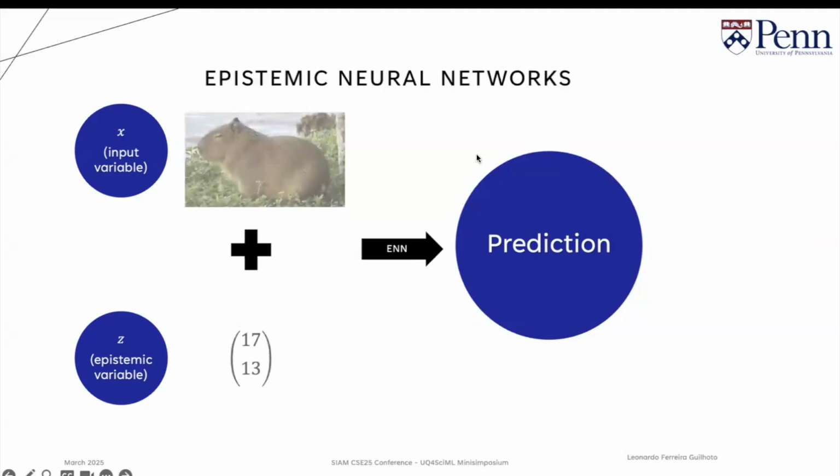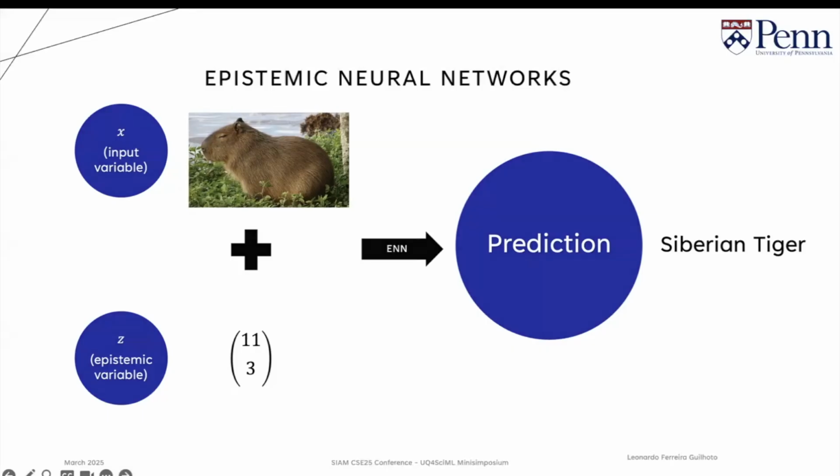However, let's say now that we have this image of a capybara. Maybe given a certain epistemic variable, the prediction is capybara. That's great. But let's say that we change the epistemic variable, and now we have the prediction of a beaver. And then we change again, and it tells us that it's a Siberian tiger. So something's going on over here. In the first case, the predictions did not depend on the epistemic variable, but for this image, they do.